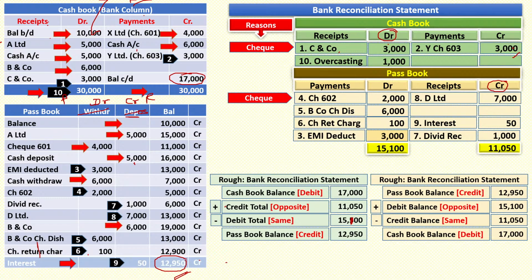And on cross verification only, I came to know you have deposited 10,000 rupees to my account without my knowledge. So these are the four things that will be there. Check received and recorded only in my books, or received and recorded only in the banker's book. Check issued and recorded only in the cash book, or check issued and recorded only in the passbook. So these are the check related reasons, which will be the predominant one.